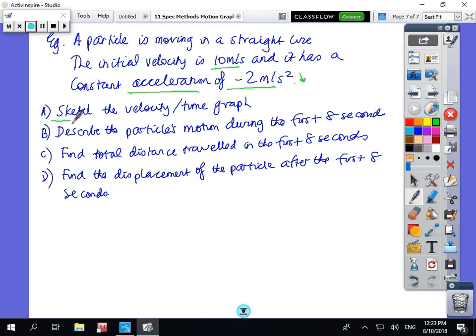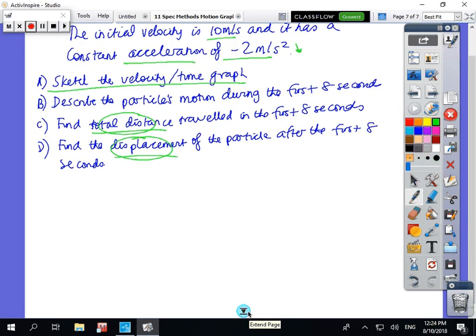Okay, sketch the velocity time graph. So most of these times, you want to sketch the graph. Even if it's not asked to do, you want to sketch the graph and see what's happening. Okay, so sketch the graph, describe the particle's motion during the first 8 seconds, find the total distance travelled, and find the displacement. So total distance and displacement are different things. The displacement will be based on a change in position, whereas the total distance is the total distance. Okay, so actually, I'll let you have a crack at it first, and then see how you go, and then we'll see what we've got.